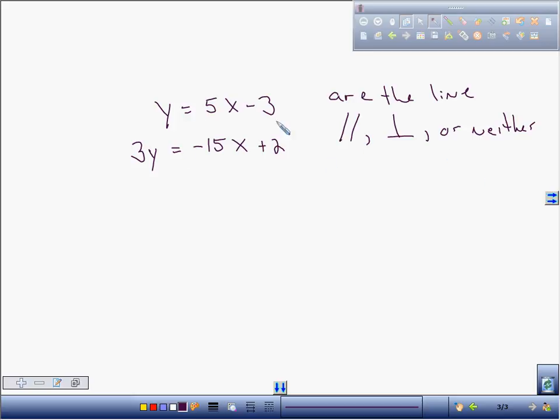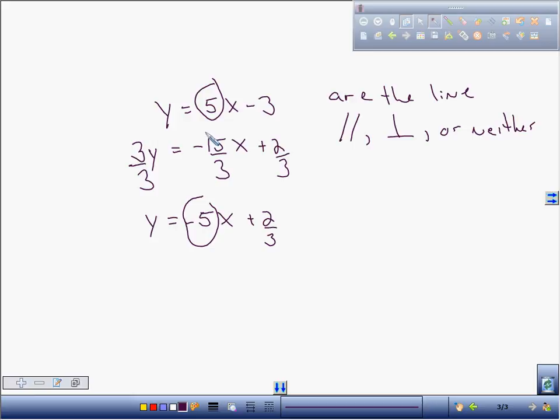So what you want to do is, this is already in slope-intercept form, right? This is the slope. How would I find the slope of this line? Divide by 3, okay? I have to divide the 2 by 3 as well, but I don't really have to worry about that. I get y equals negative 5x plus 2/3, right? This has the slope of negative 5, this has the slope of positive 5. Are these lines parallel, perpendicular, or neither?